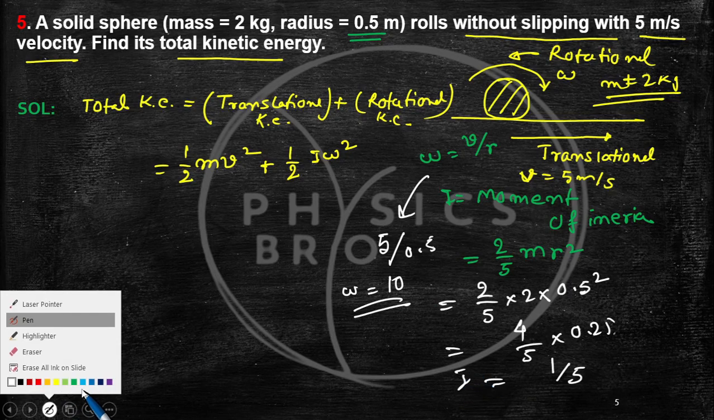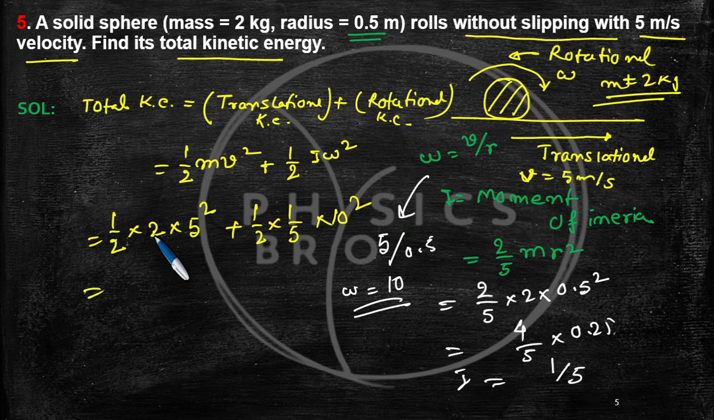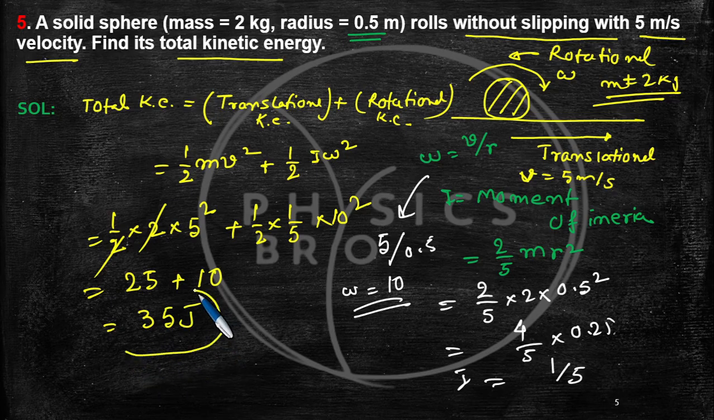Now it is easy to calculate the total kinetic energy. It is half m, m is 2, and v square, v is 5 square, plus half I, I is 1 by 5, and omega square, omega is 10, so it is 10 square. Now 5 square, that is 25, plus this gives us 10, and 35 joule. So total kinetic energy is 35 joule, and it is our answer.